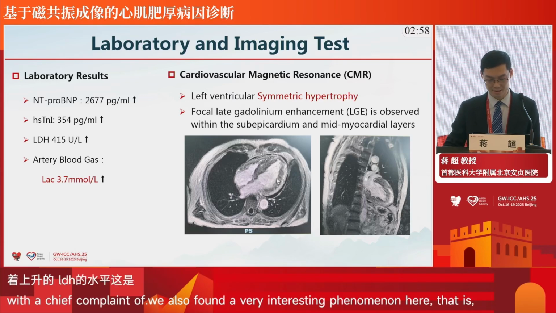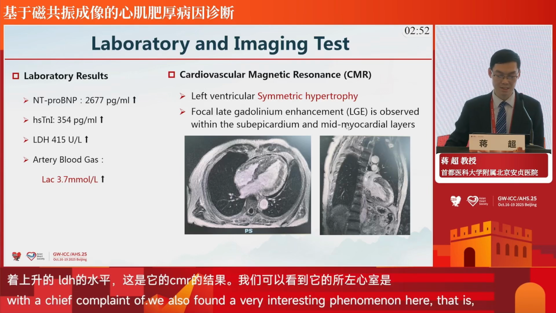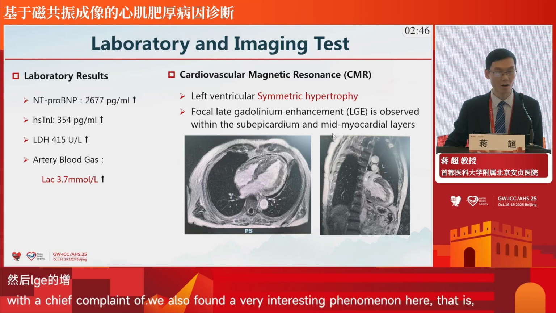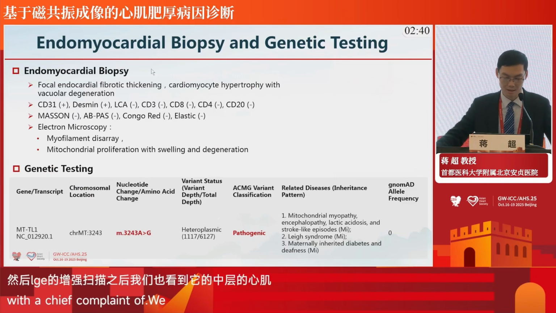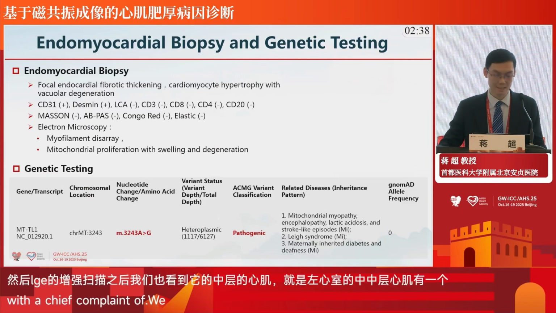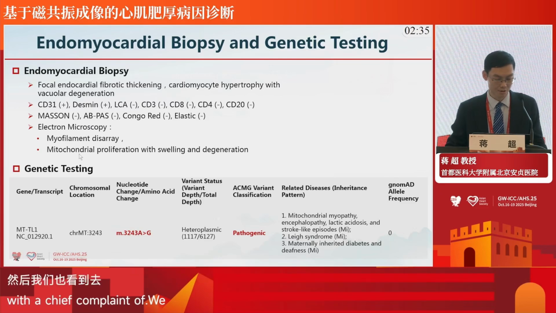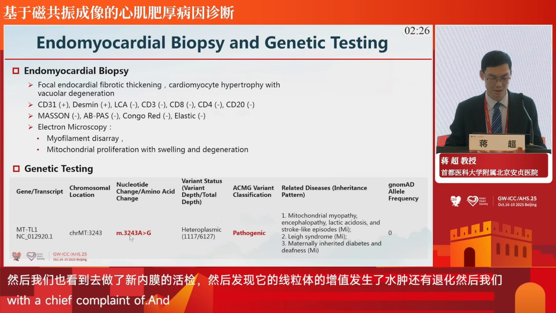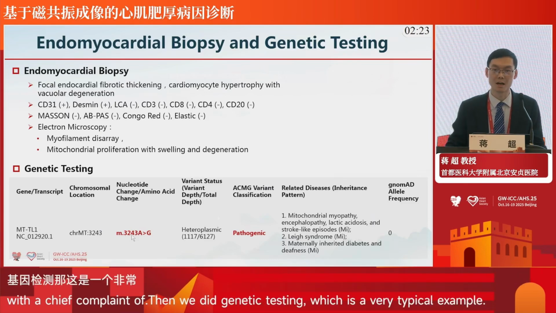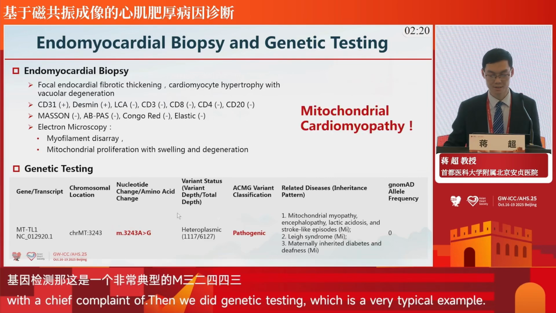And this is the CMR for this patient. We can see here the left ventricle has symmetric hypertrophy, and the LGE enhancement is observed within the subepicardium and the middle layer of the left ventricle. We did an endomyocardial biopsy for this patient. We found mitochondrial proliferation with swelling and degeneration. We also did genetic testing for this patient. It was a typical M3243 mutation. So this patient has mitochondrial cardiomyopathy.